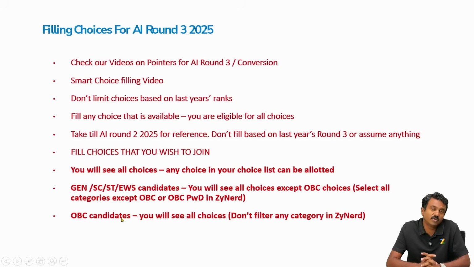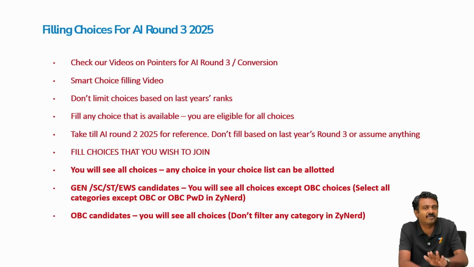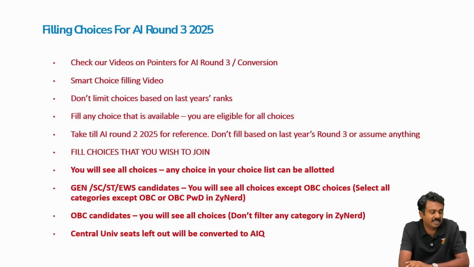OBC candidates, you get all the choices basically, other than OBC PWD, SC, Gen PWD seats, the PWD seats which might get converted. All other category choices also have a chance, at least a minor chance, of getting converted. So you don't need to filter. All the choices that are available, including Gen, OBC, SC, ST, will be available in your choice list, and you will not filter out anything in ZyNerd.